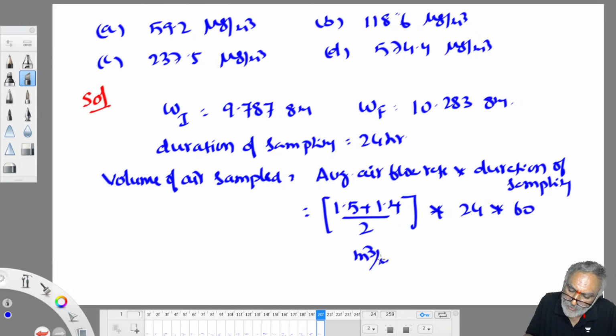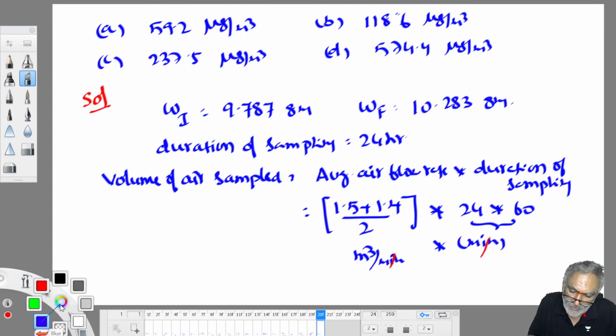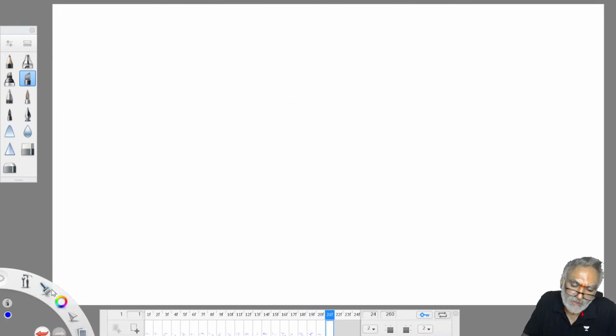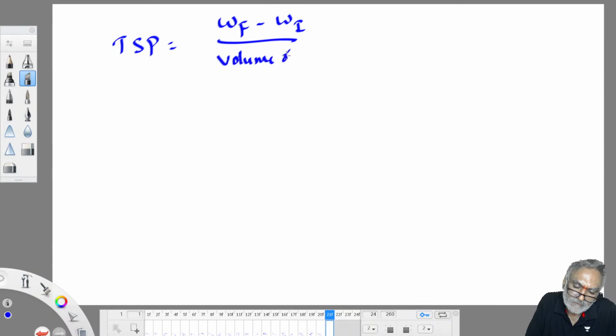Because this is in meter cube per minute, this is also substituted in minutes. Therefore minutes get cancelled. You are left with a meter cube. So and so meter cube we will get. That's all. So TSP concentration is equal to W final minus W initial by volume of air sampled.